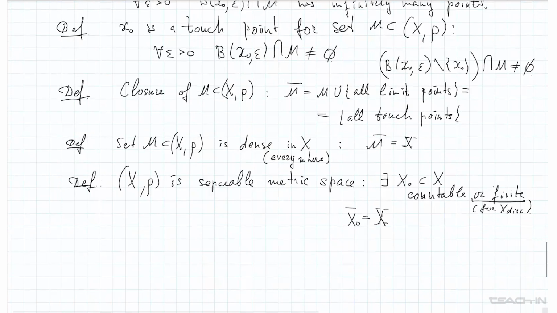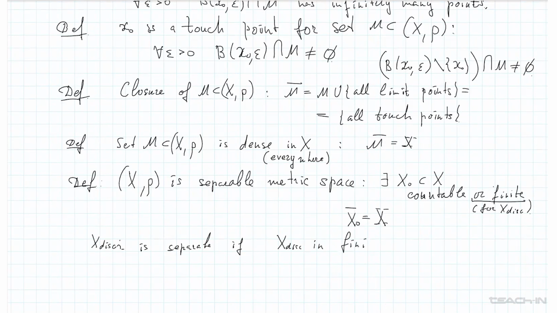For example, X discrete, when is it separable? When it's at most countable. It is separable if X is finite or countable.